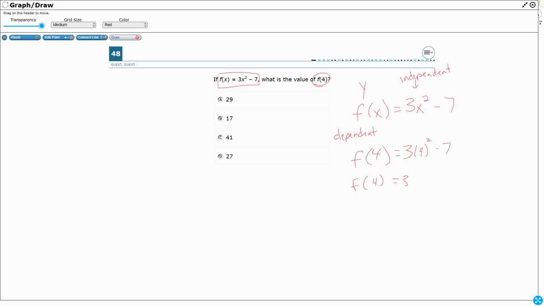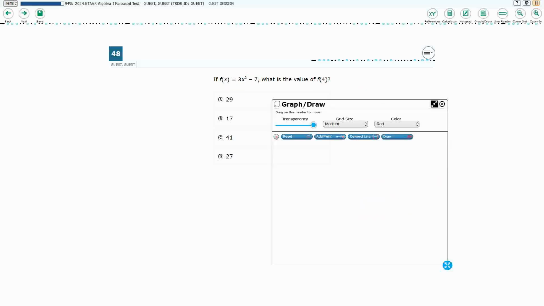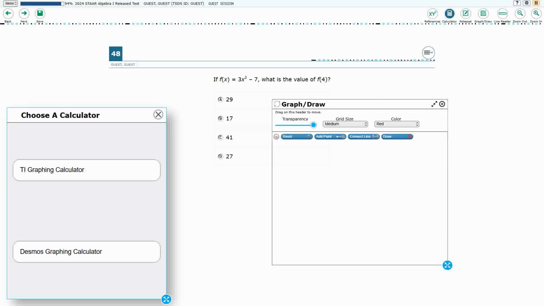So 4 squared is 16, and then minus 7. All right, so that's going to be f of 4 equals, that's 48, minus 7. So f of 4 looks like it's going to be 41. Now, we need to double check this, and there are actually several ways we can double check this. First, let's just look at a calculator.